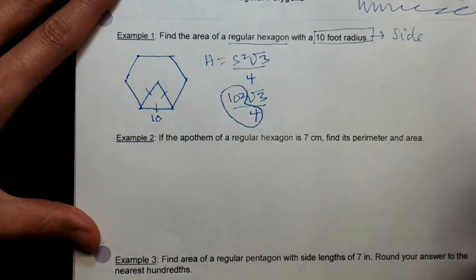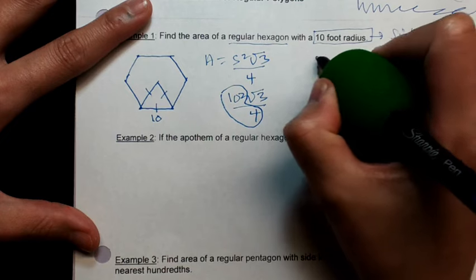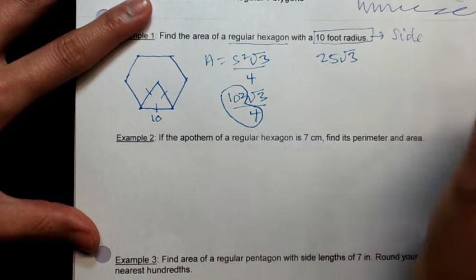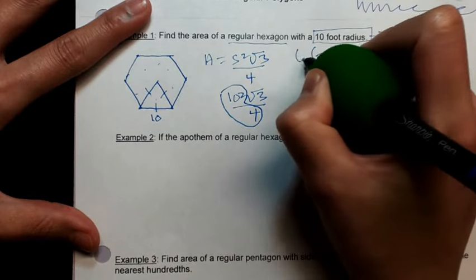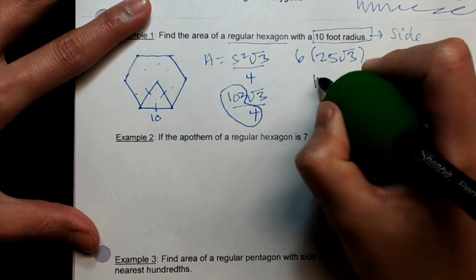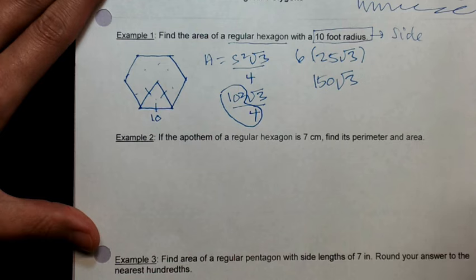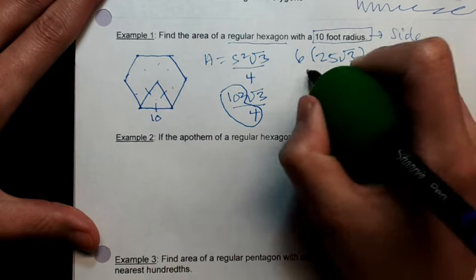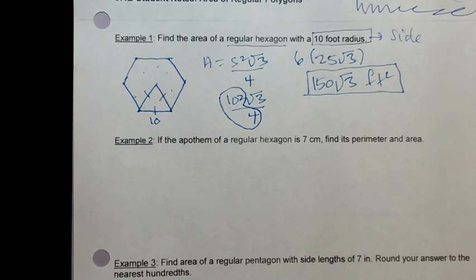So isn't 10 squared 100? What is 100 divided by 4? 25 radical 3. But how many of these do I have? 6 of them. So we're looking at 150. Is that right? 6 times 25? 150 radical 3. And we're looking at feet squared. This is only allowed if you have a regular hexagon. For all the other shapes, we have to kind of do a reminder of trig.